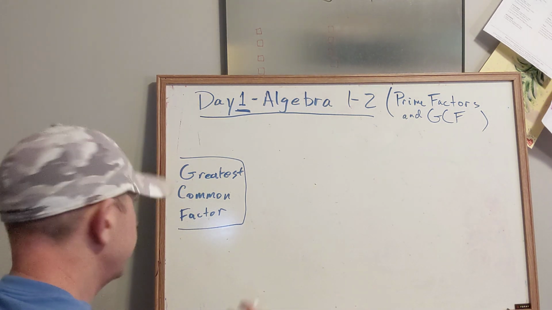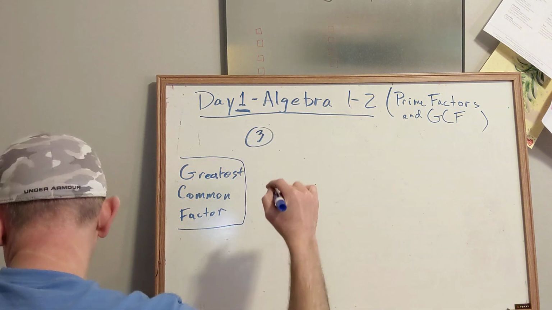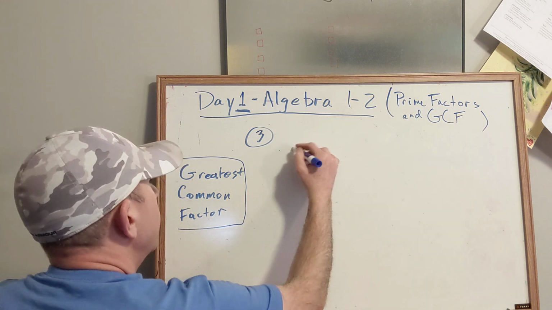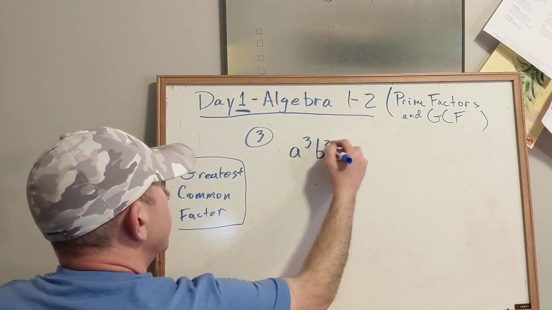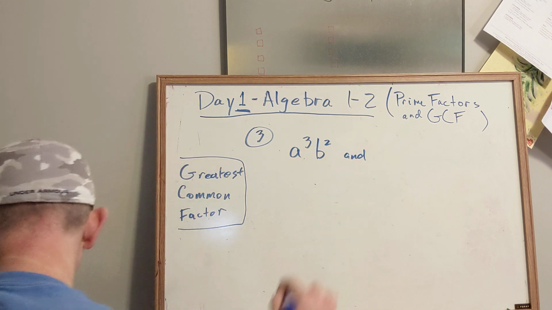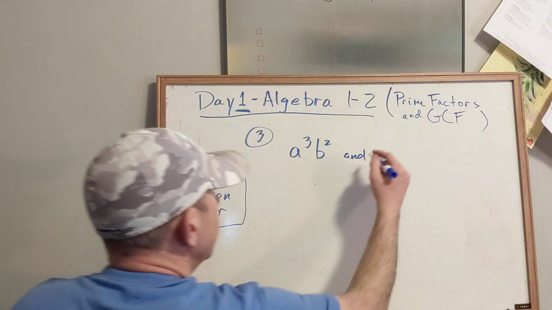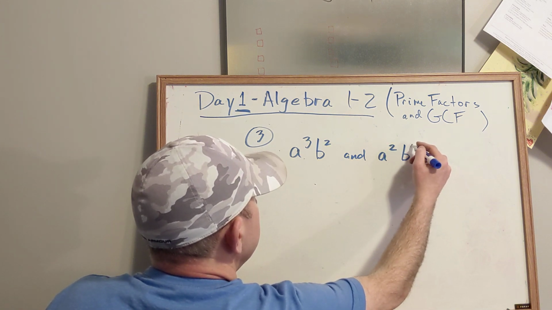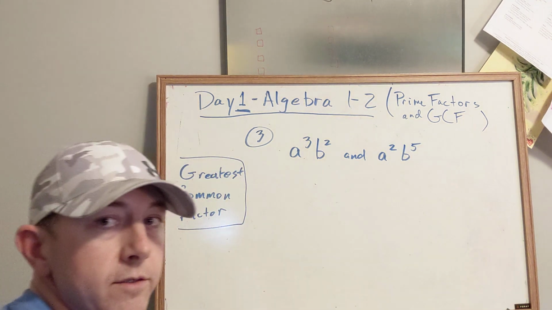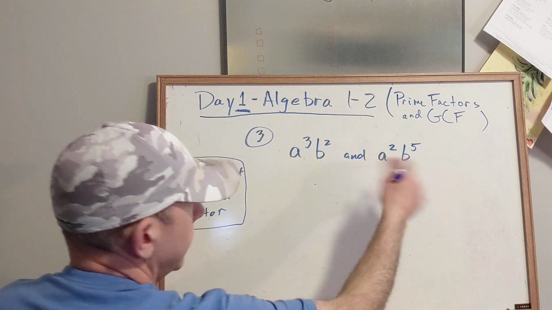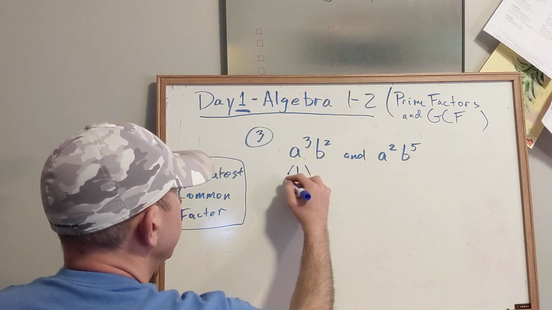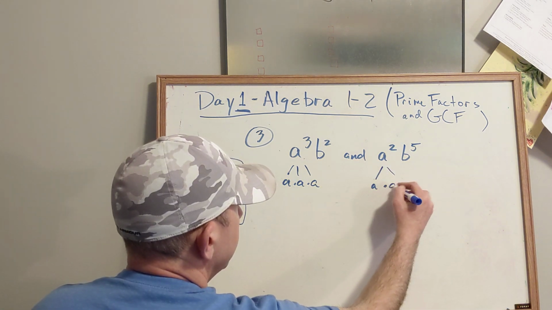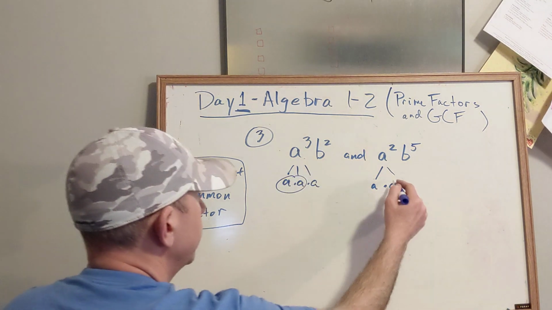All right, next, GCF for variables. So let's say we have a to the third b squared and a squared b to the fifth. If we're given this, we could write all these out, like I could write out all these a's, three of them. I could also write out these. So just like last time, we could circle the ones in common. We have 2 here and 2 there.